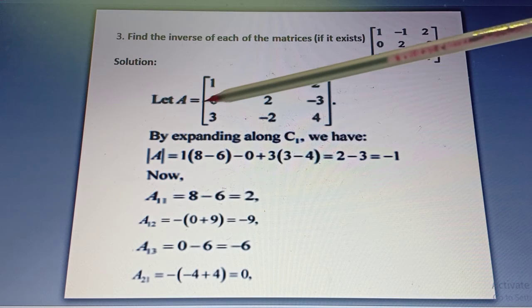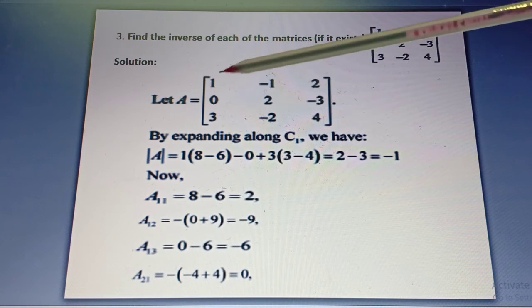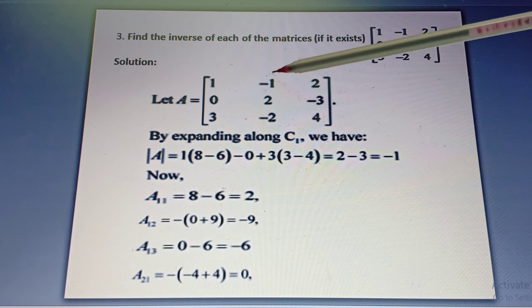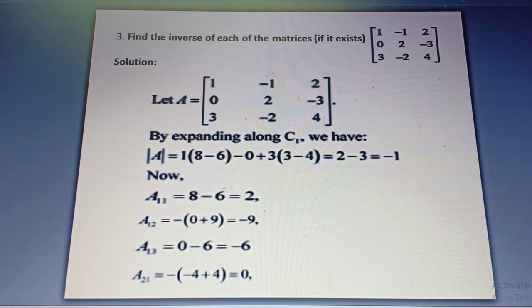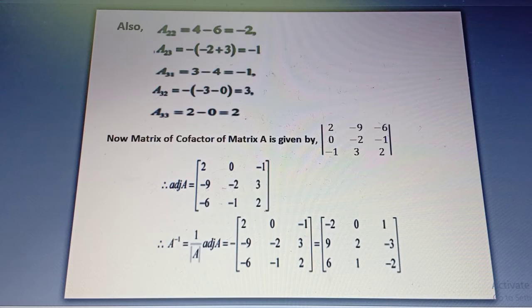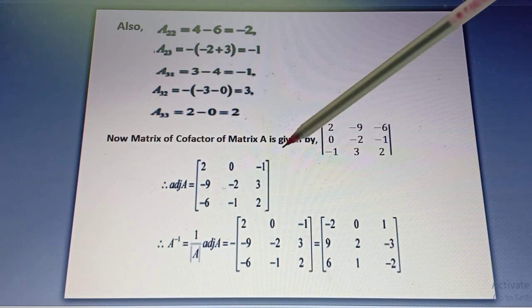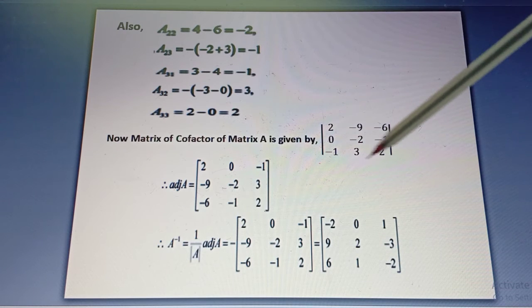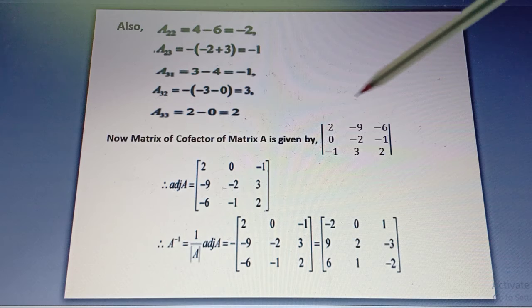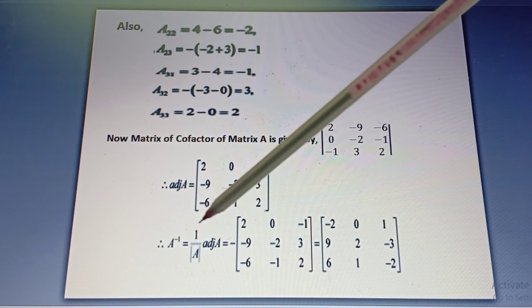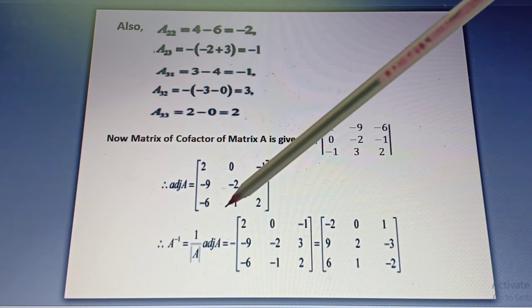A21, this one: you have to leave the corresponding row and corresponding column. So it is -4 plus 4, so it is 0. Like this, students, you can find the cofactor of each and every element. After finding them, we will get the cofactor matrix of A. The cofactor matrix of A is given by this, and if you take the transpose of this matrix, this is the adjoint of A.